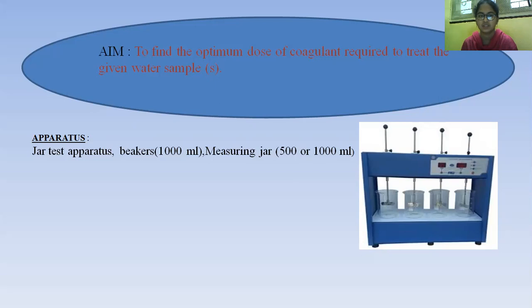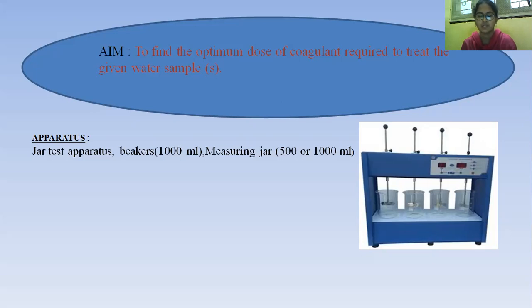We need jar test apparatus, as shown in the figure, and also beakers and measuring jars. The capacity is 500 to 1000 ml. The raw water contains impurities. Some of these are removed by a simple process called plain sedimentation. But the very fine and colloidal impurities cannot be removed by it.